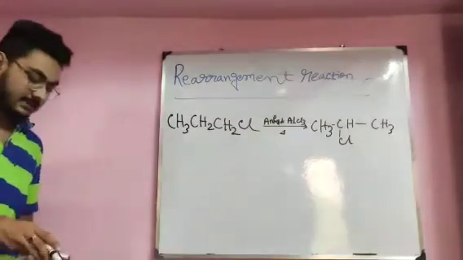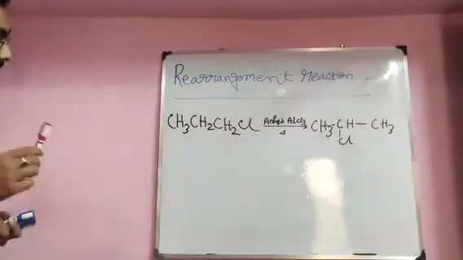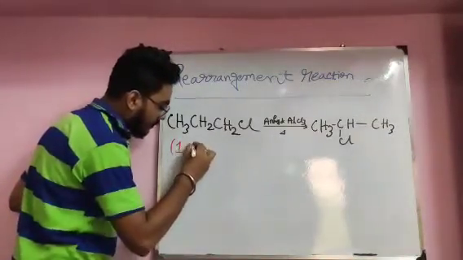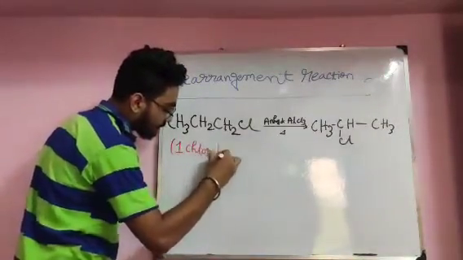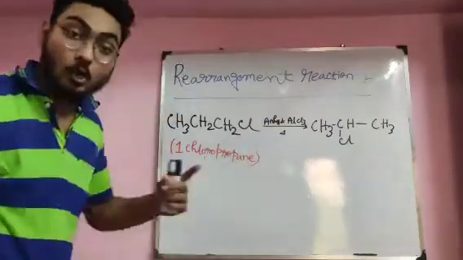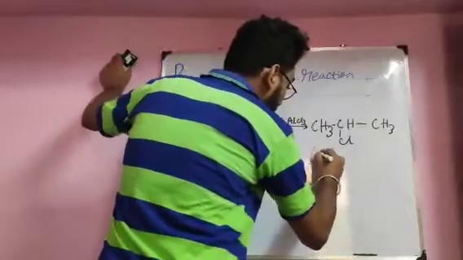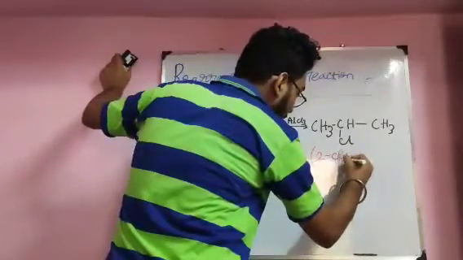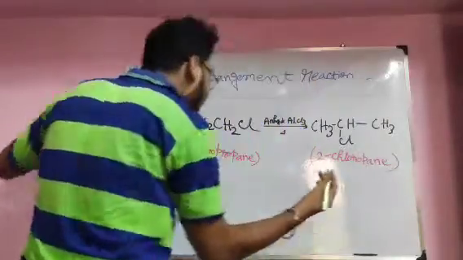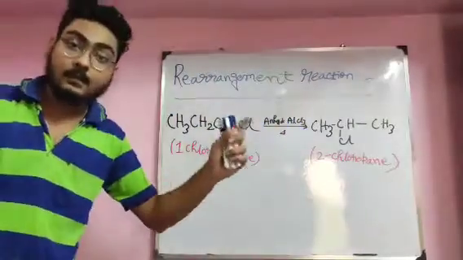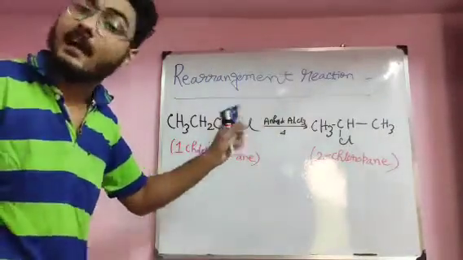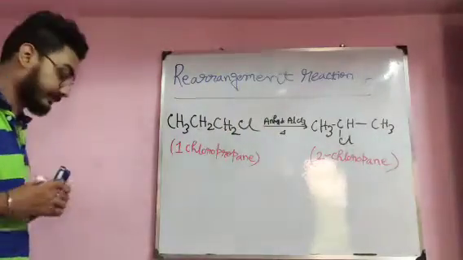In rearrangement reaction, we can easily convert 1-chloropropane to 2-chloropropane by using the reagent anhydrous AlCl3 and heat.